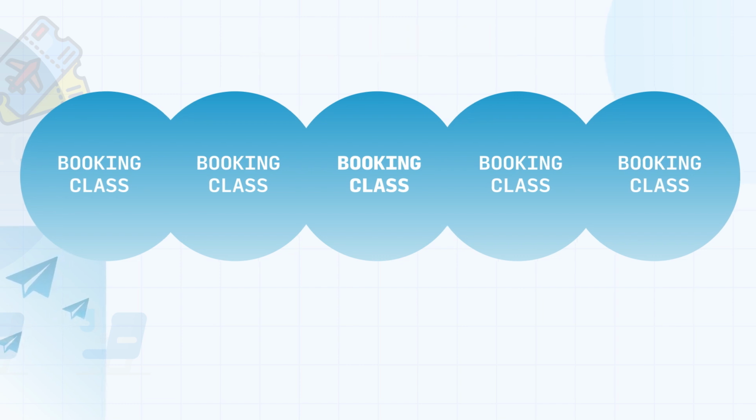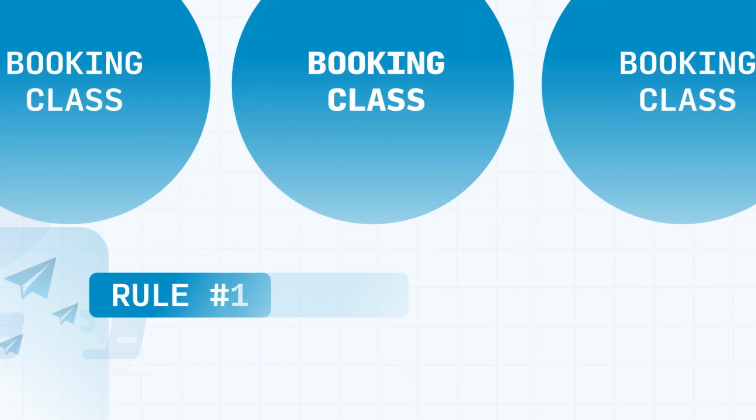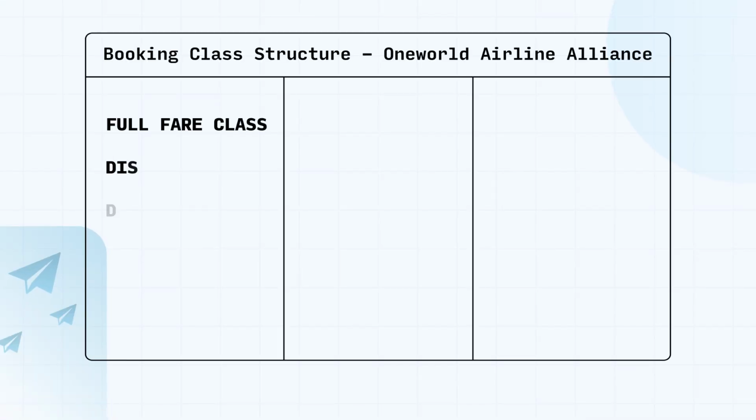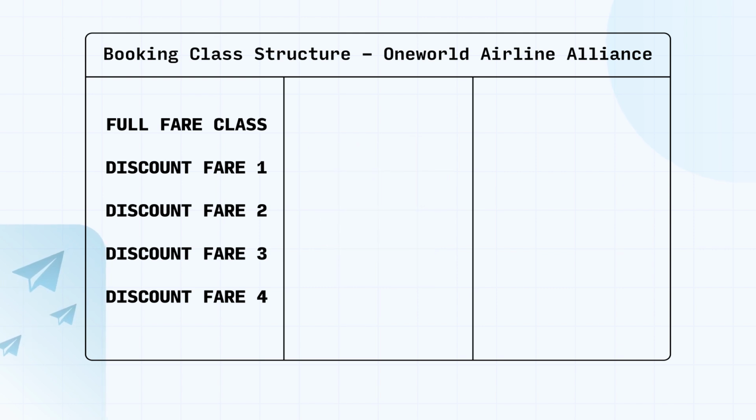A booking class is not the same as a travel class, like economy or business. Instead, it's a code that represents a specific fare with its own set of rules and restrictions. There is the full fare class, and then the discounted fare classes for the same seat. For example, the One World Airline Alliance uses the letter J to represent the full fare business class. Their discounted business classes are then represented by the letters D, C, R, and I.